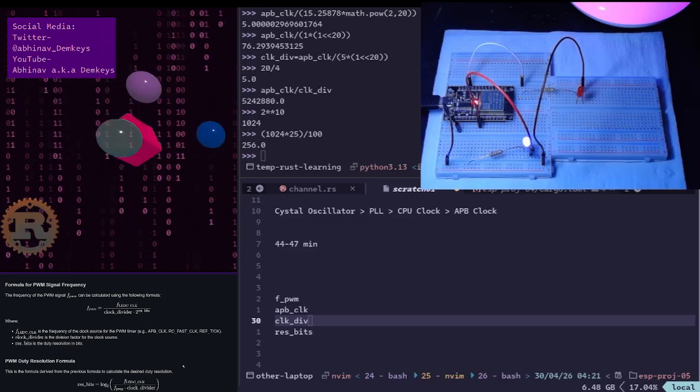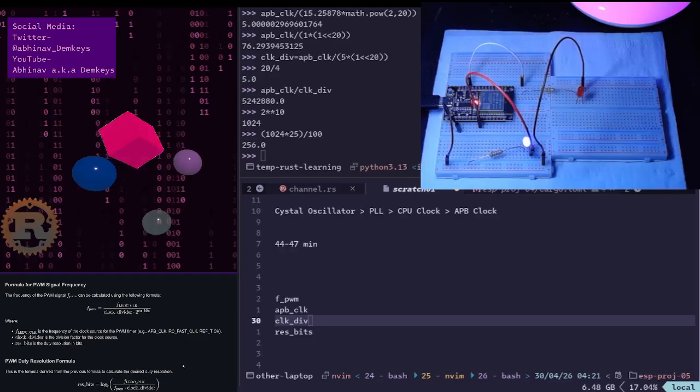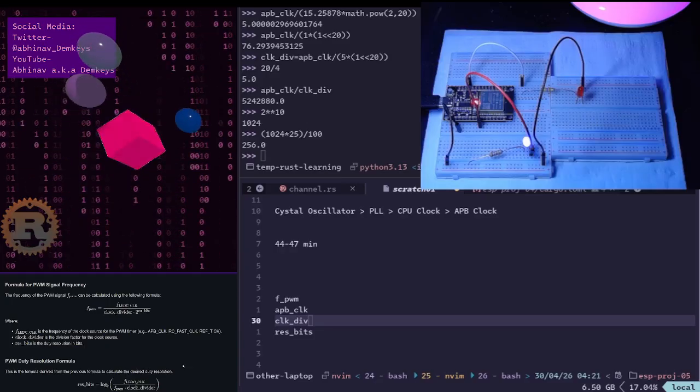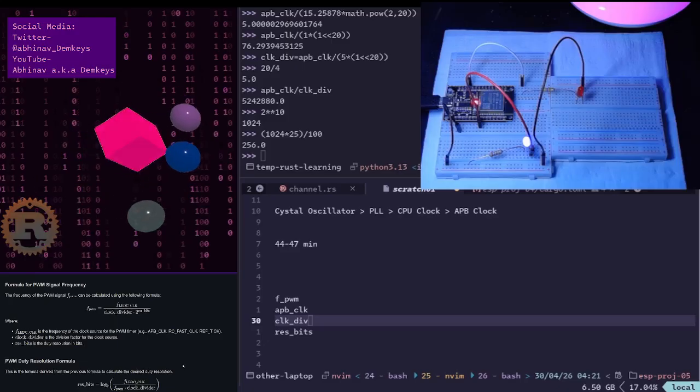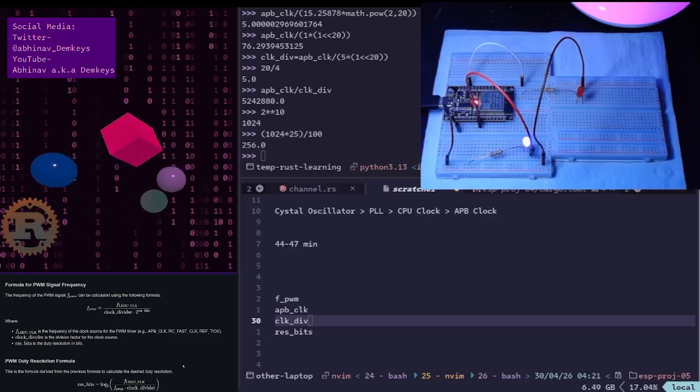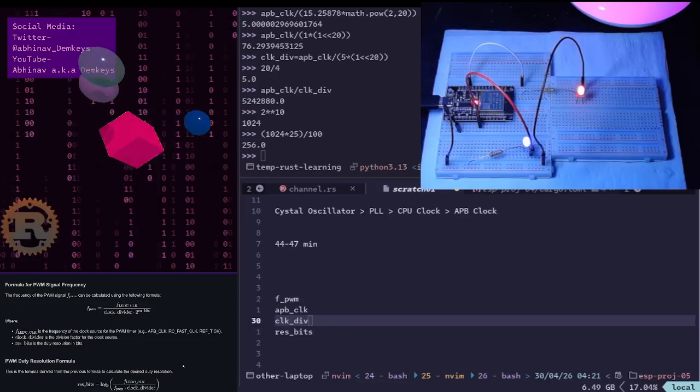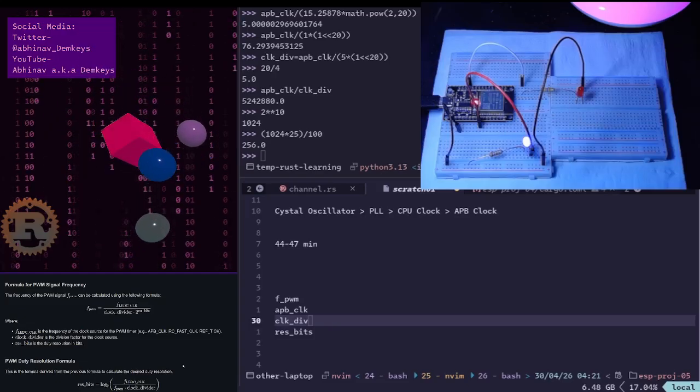So the integer portion, in terms of max value, only gets 10 bits. You cannot go further than that. If you try to go further than that, it throws an error and things break and things don't work.